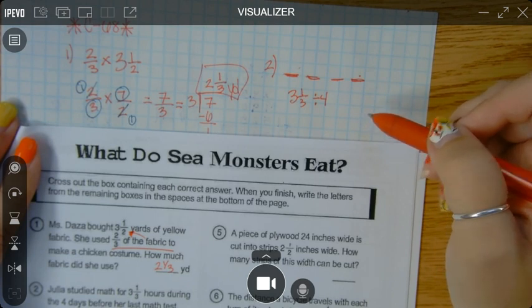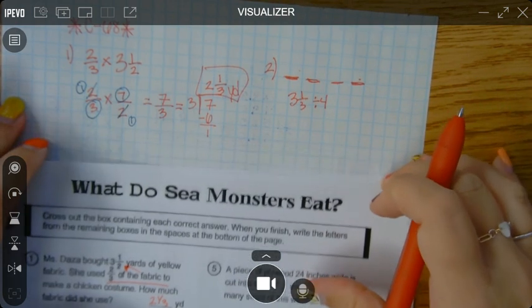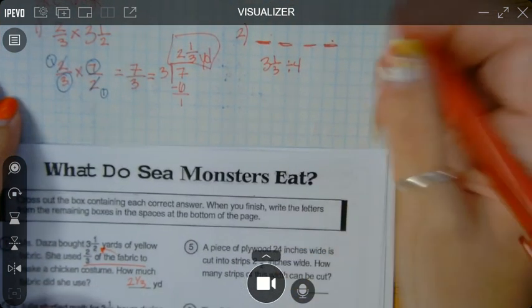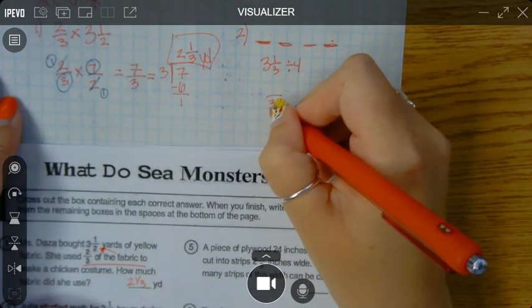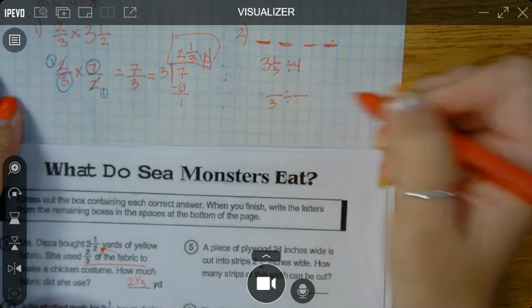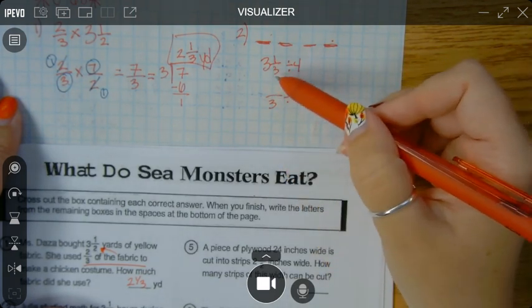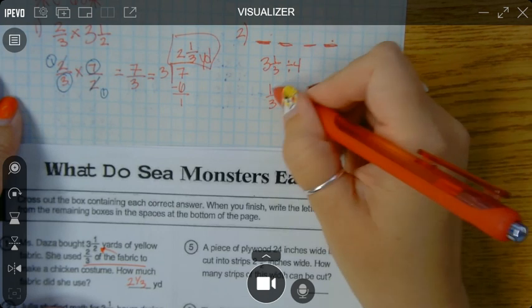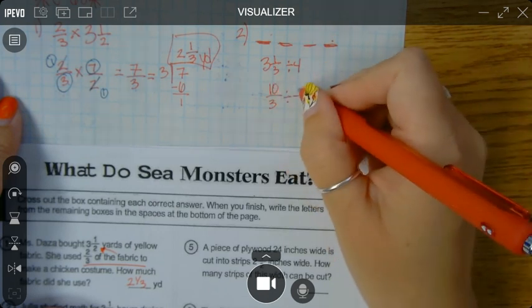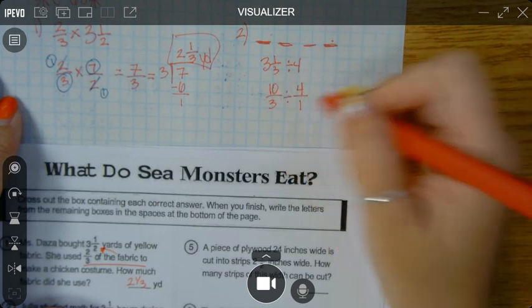Okay, that one was pretty tricky. Now don't forget, when you divide, it's the same thing as multiplying. You need to first change these to a single fraction divided by a single fraction. So to change this to an improper fraction, you get 9 plus 1 is 10, divided by this whole number. To make it a fraction, you put 4 over 1.